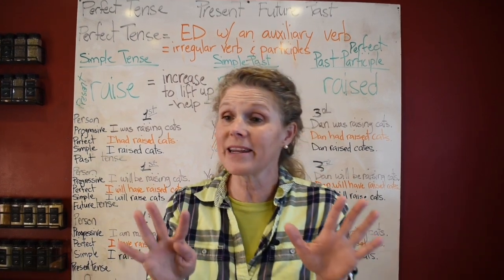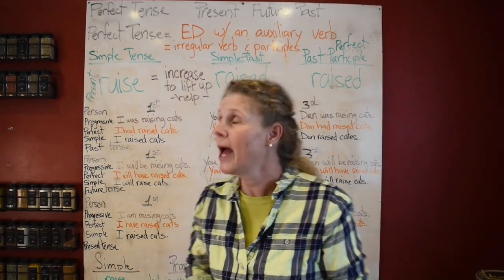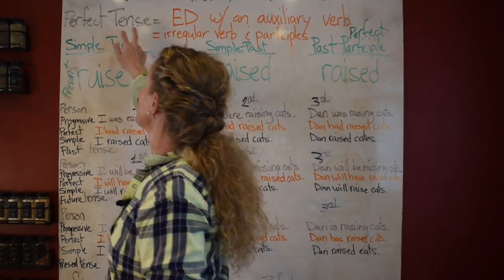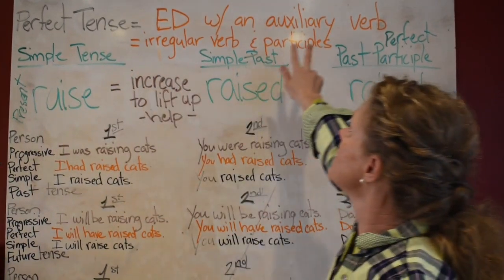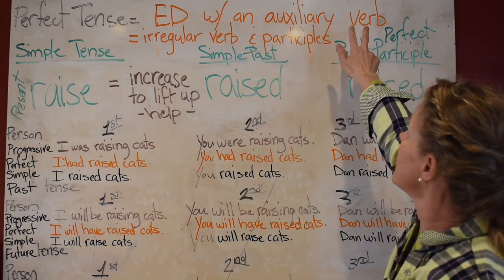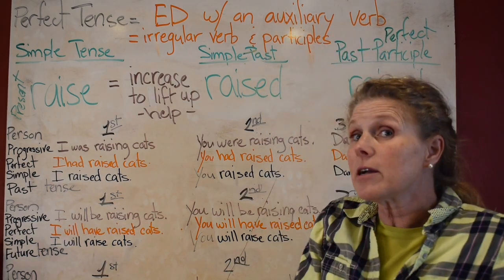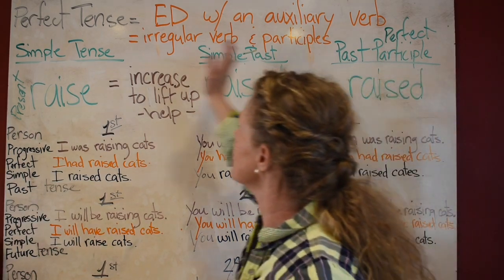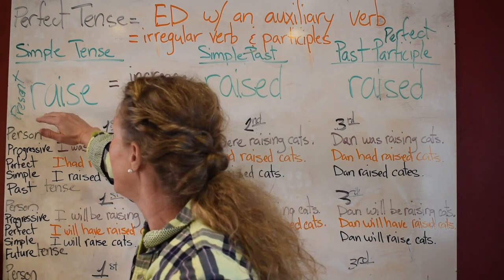We are in part 9 of lesson 92, and so we are focusing on the perfect tense. Now remember, the perfect tense has everything to do with your EDs and your auxiliary verbs and your irregular verbs, but we are mostly going over irregular verbs in here. But look at this one.